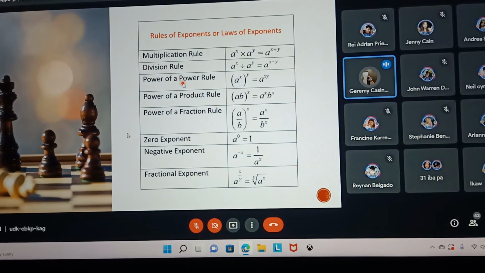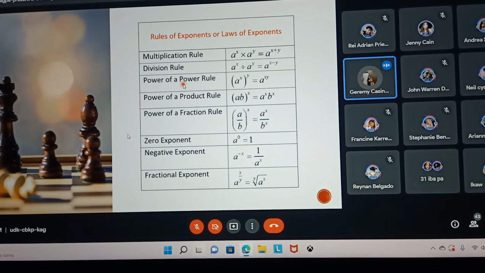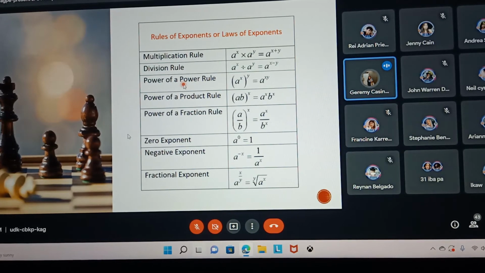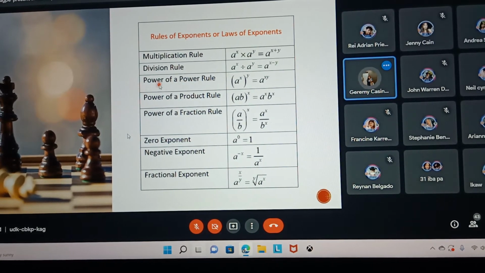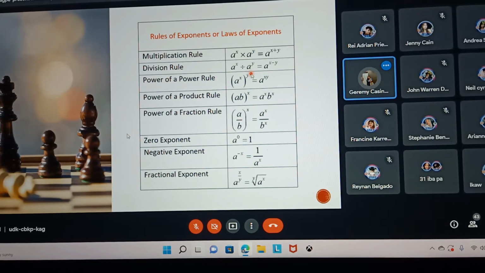Next. So, tapos na tayo sa multiplication and division rule. Ayun lang naman yung difference between multiplying and dividing an exponent. Yun lang po ang itatandaan natin. Next is we have the power of a power rule, wherein meron nang exponent sa loob ng parenthesis, meron pang exponent sa labas ng parenthesis. That's the time na we are going to multiply those two exponents. Kapag merong exponent sa loob ng parenthesis, and meron ding exponent sa labas, i-multiply na natin yung ating exponent. So we have here quantity a raised to x, quantity raised to y.